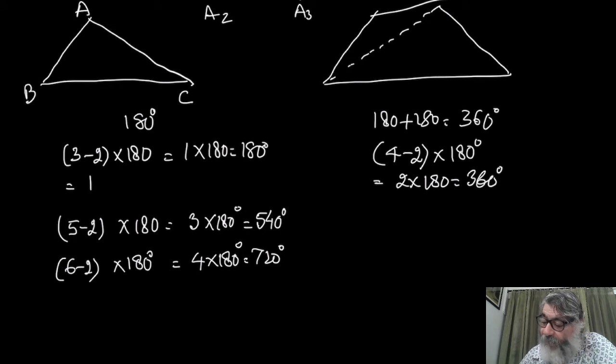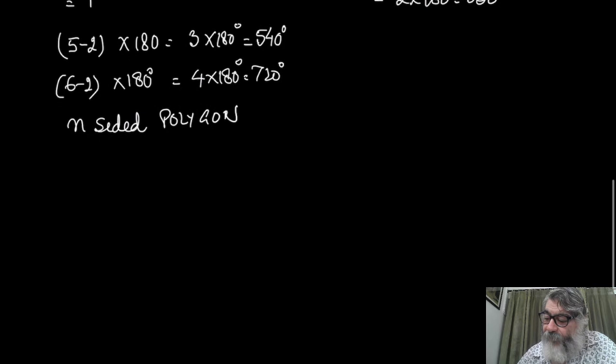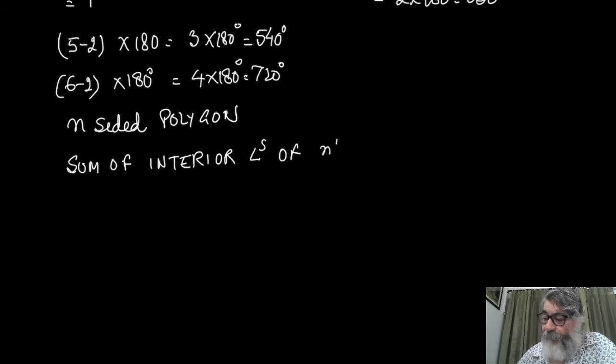Suppose I have an n-sided polygon. If I have an n-sided polygon, the sum of interior angles of an n-sided polygon will be what?